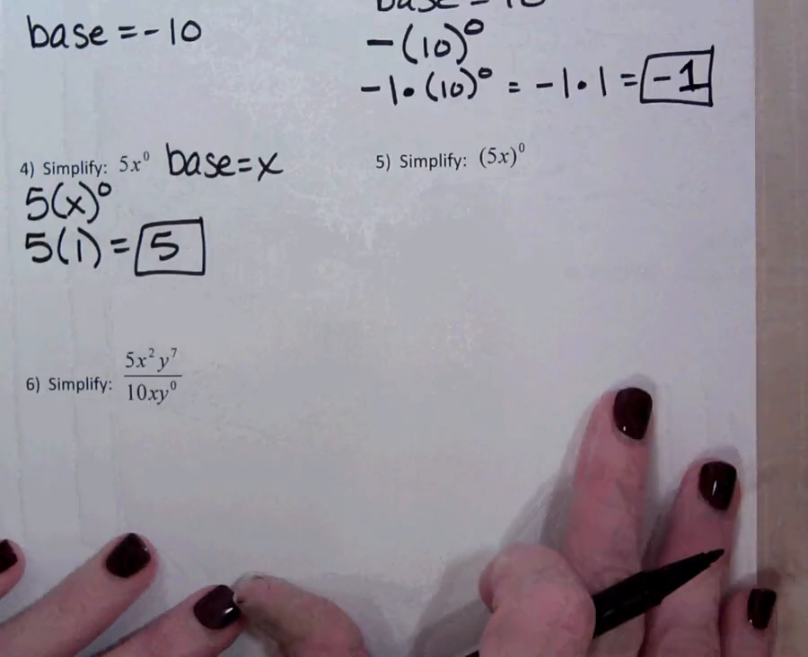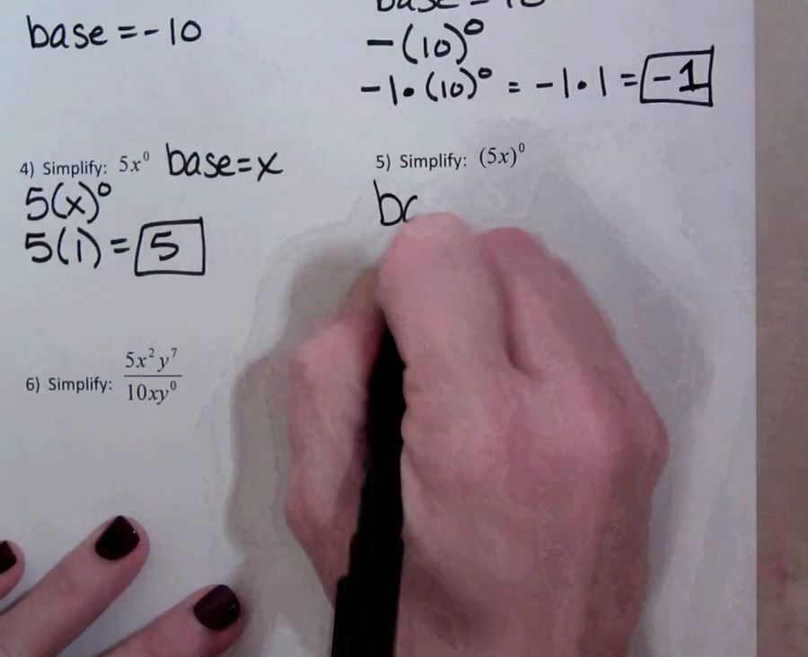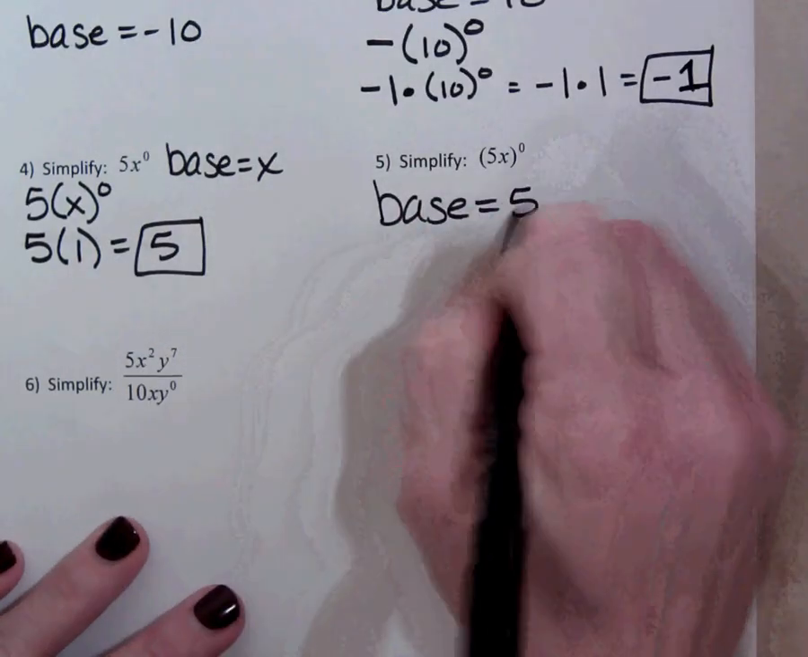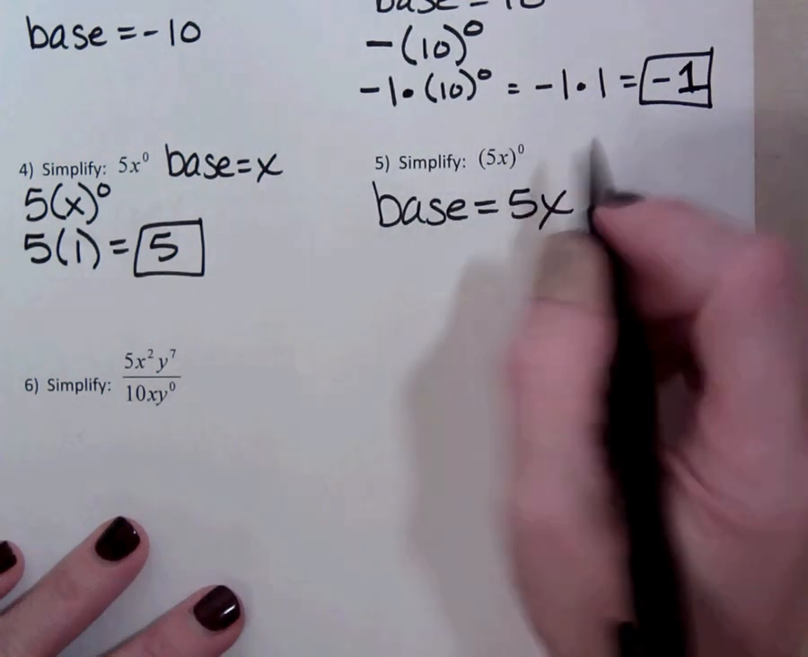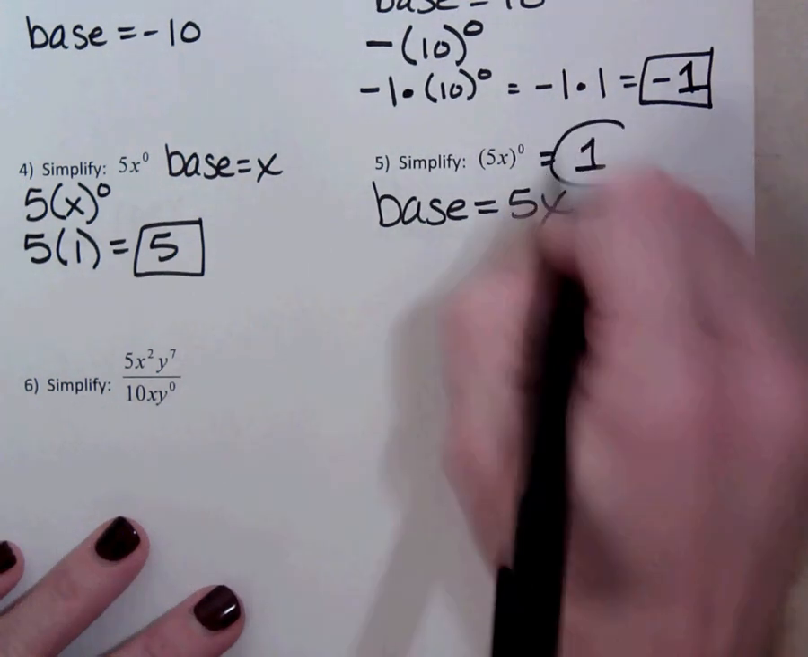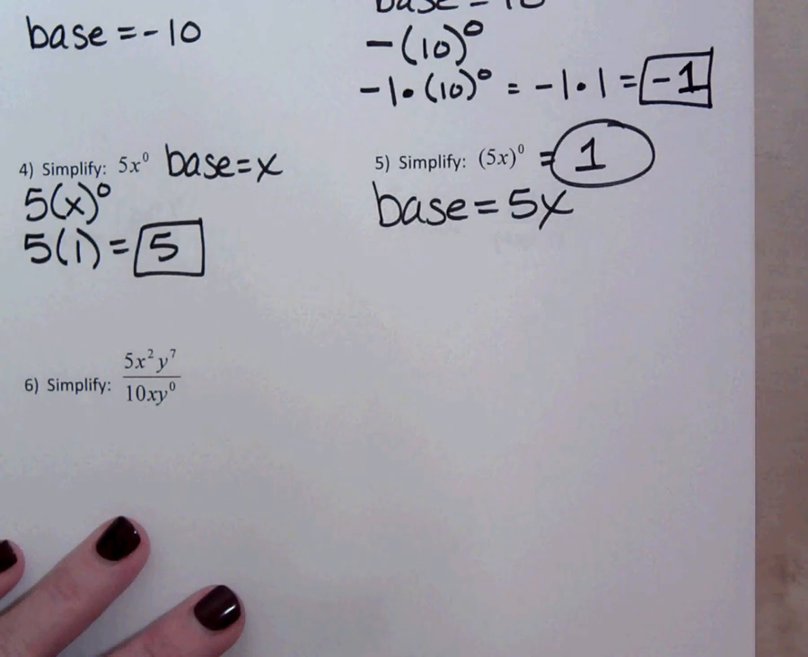Now let's look at number 5. Well, now the whole base is all of the argument in the parentheses. The base is 5x. So since this is all in parentheses, I can say that that answer is 1.